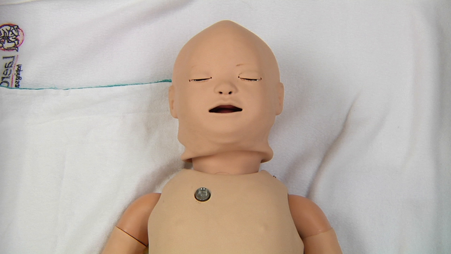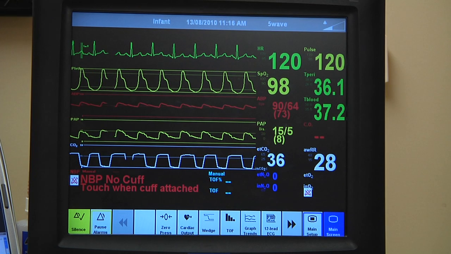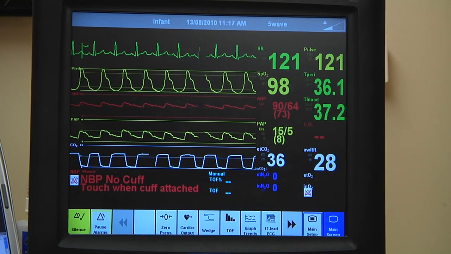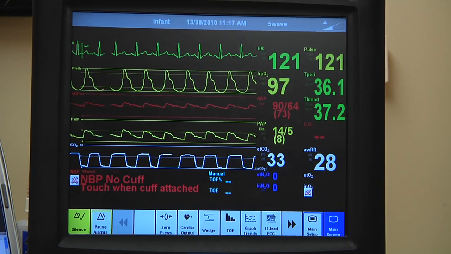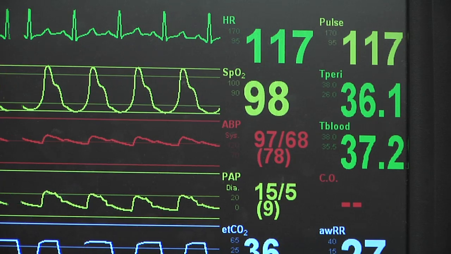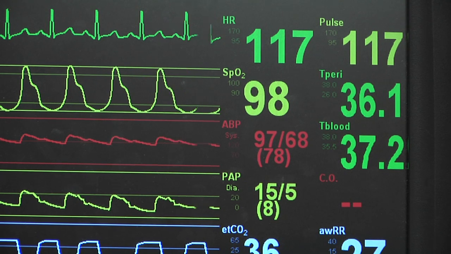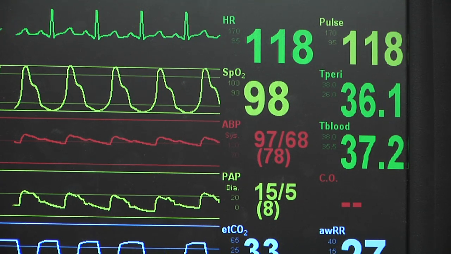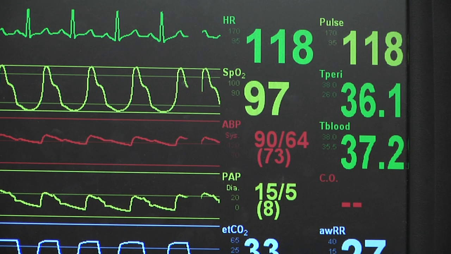Changes in the simulator's physiologic state rely on a simulator operator to observe and manipulate the changes appropriately. These changes may be observed on an accompanying clinical patient monitor that will display appropriate vital sign tracings and values, including electrocardiogram, oxygen saturation, and arterial blood pressure monitoring.